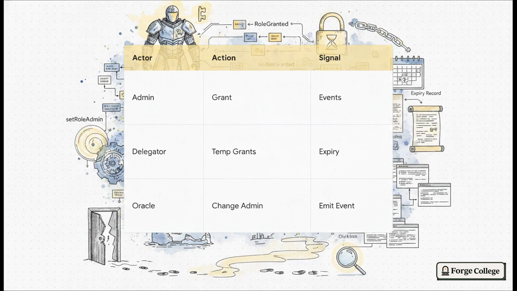Now you might be wondering, why are we so obsessed with these events? Well, because without these exact, explicit on-chain breadcrumbs, post-incident forensic analysis is just total guesswork. If your contract gets hacked and you don't have these logs, you will have literally no idea who opened the door or when they did it.